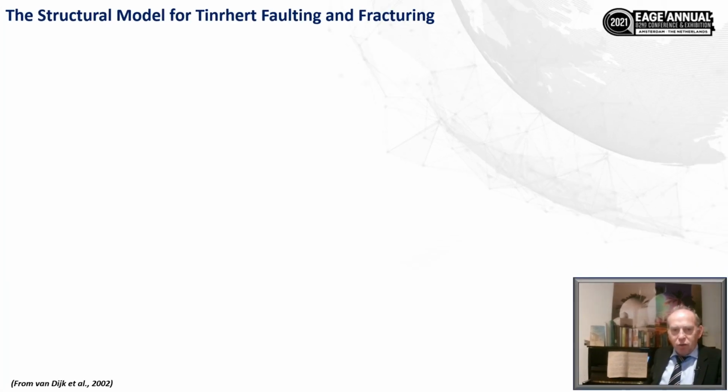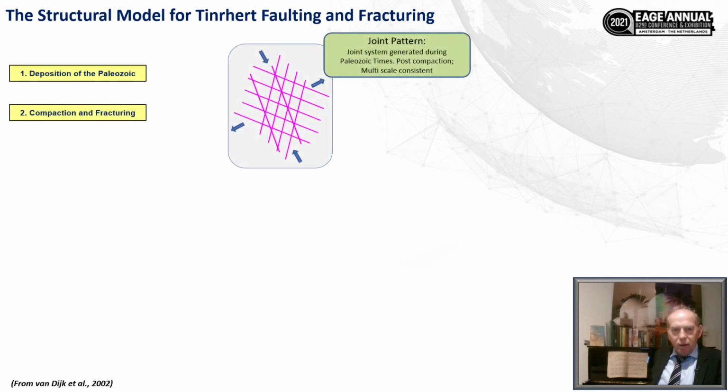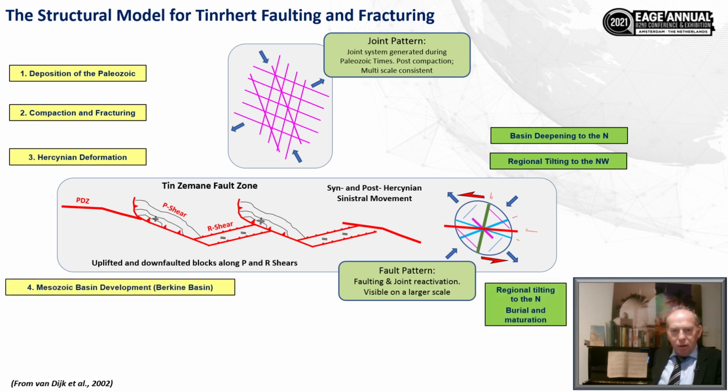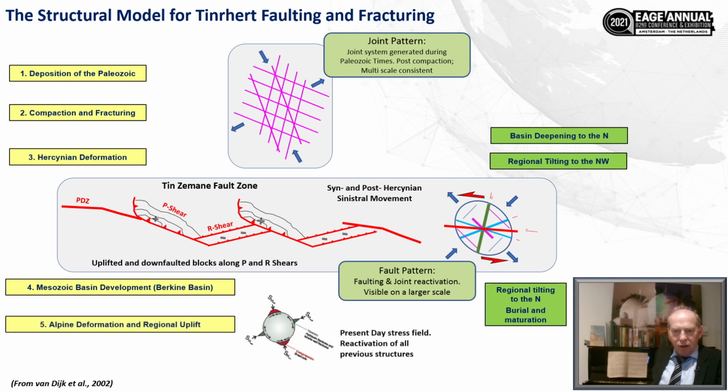Let's take a look at the evolution of the faulting and the fracturing. First, the deposition of the Palaeozoic sequences, compaction and fracturing, and the development of a well-defined regional joint pattern. Basin deepening to the north, and the development during Hercynian deformation of a clearly defined sinistral shear fault pattern. Regional tilting to the north, burial, maturation, the development of the Mesozoic basin, and during later stage, and especially present day, the application of a regional stress field upon all the previously developed structures.